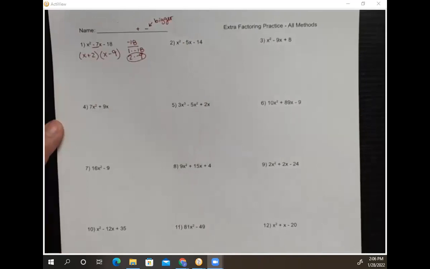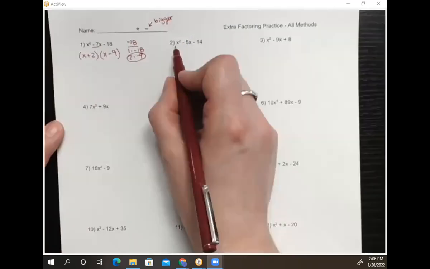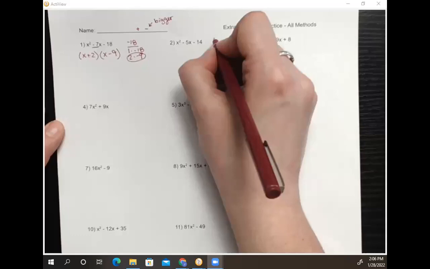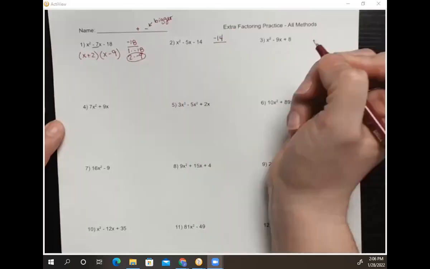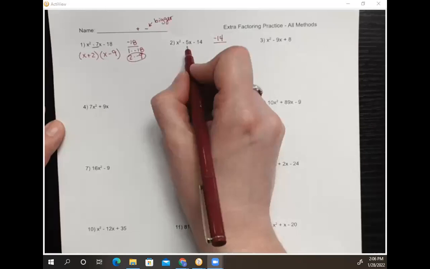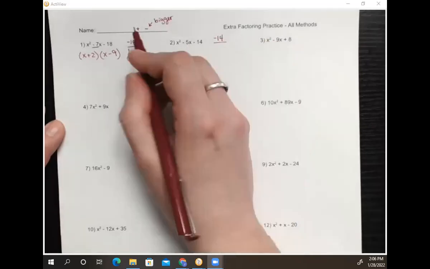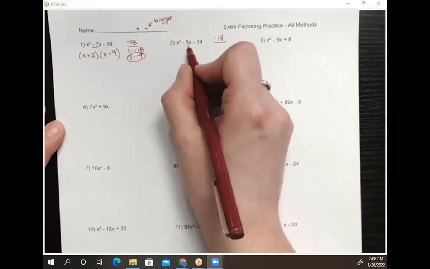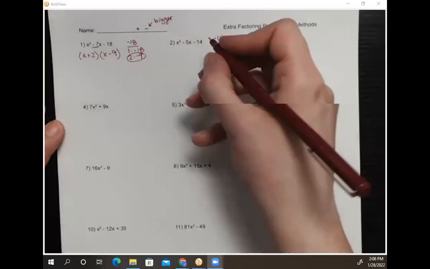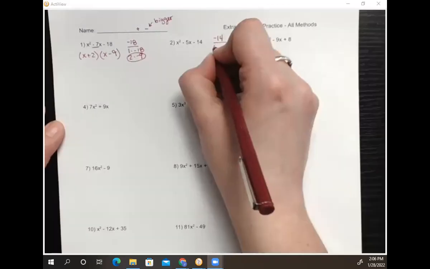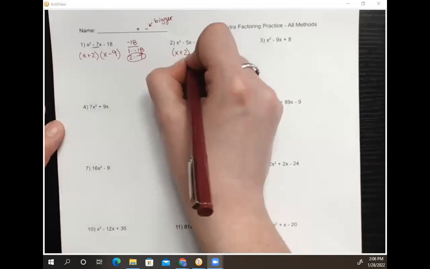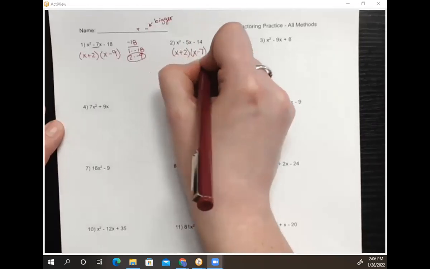Number 2 is the same type of problem. We're going to start by looking for a greatest common factor. I don't have anything I could divide out of all of these terms and leave no remainder, so we're going to look for factors of -14 that add to -5. Same idea here. To get a negative number, we need a positive times a negative. And since we're adding and getting something that's still negative, our negative factor is going to be larger. So we want 2 times -7 here. That would give me x plus 2 times x minus 7.